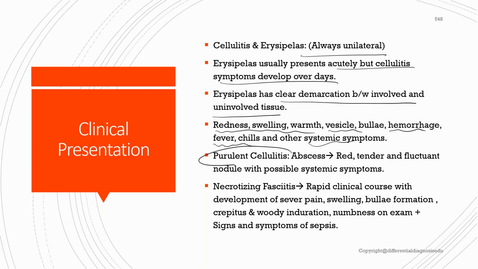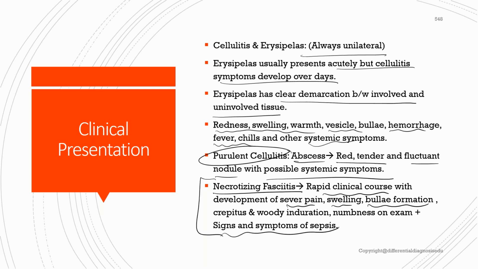If it is a purulent cellulitis, like abscess, they will have redness, tenderness, fluctuation, nodule, possible systemic symptoms. And then necrotizing fasciitis, they will have rapid clinical course, severe pain, swelling, bulla formation, and they will have signs and symptoms of sepsis. And just keep in mind that diagnosis of cellulitis or skin infection can be missed in 1/3 of the cases.